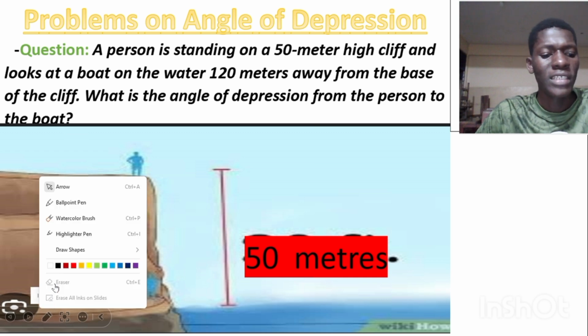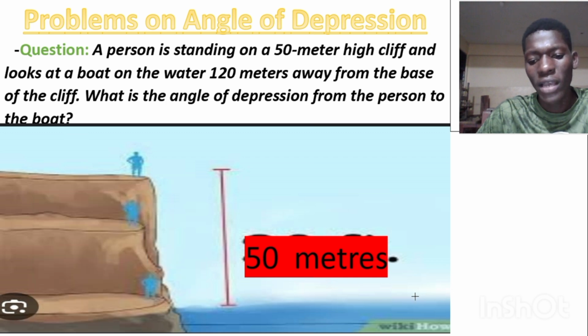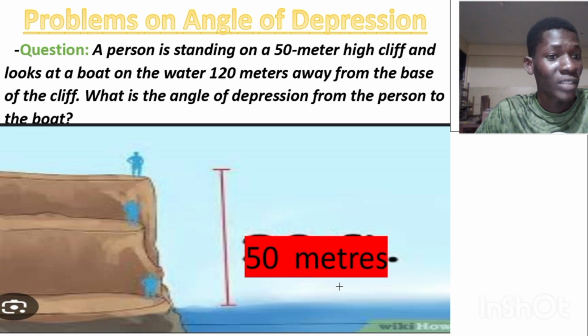So they said this person was standing on the cliff and was watching a boat. The boat is somewhere in this area and the person was watching it. As the person was watching it, the line that passes through the person's eye is a straight line like this, and the line connecting his eye to the boat is a diagonal line. Where the two lines meet, it will form an angle below the straight line. That angle is the angle of depression.